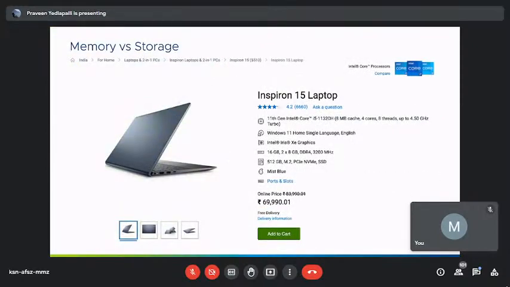Let's say you are trying to buy a laptop. What are the main things that you look for in a laptop? First thing is the CPU. How fast is the CPU? Next is memory. How many GBs of memory does it have? And the other thing is storage. How much hard disk or SSD does it have? In this example, I'm showing a 16 GB memory and 512 GB SSD in this particular laptop. So what exactly is the difference between this 16 GB memory and 512 GB SSD? Let's understand that.